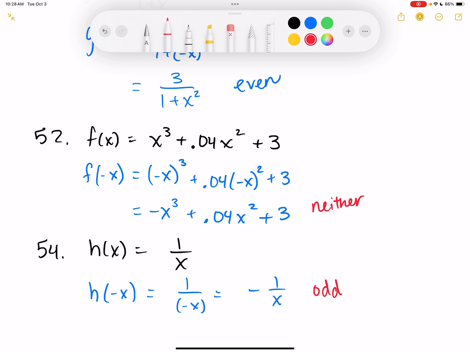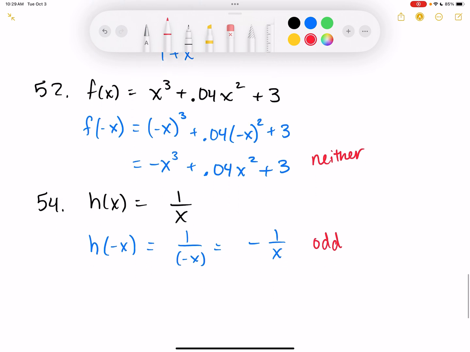What do we get? Everybody agree? Okay. I was scared I got it wrong. I was like, there's no way. Everybody looks like they're half asleep. Maybe we are. So we plugged in the negative, came out the whole thing negative, so that is odd.